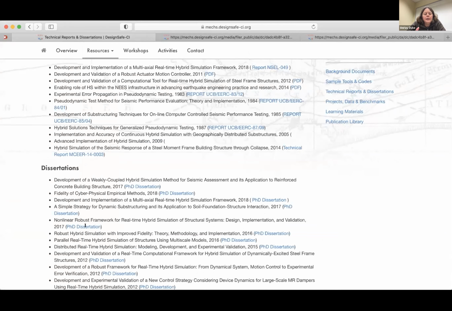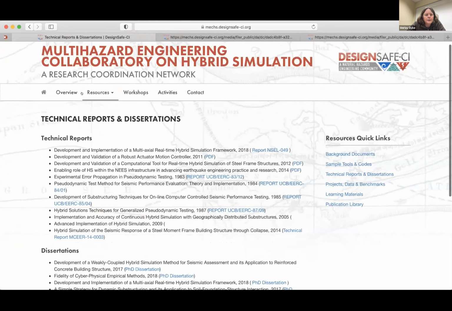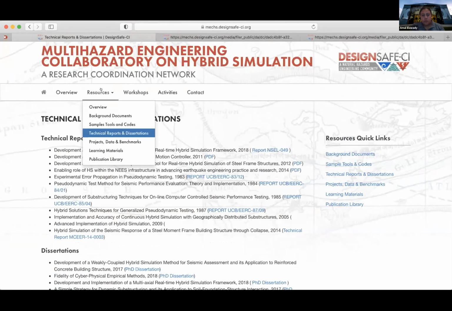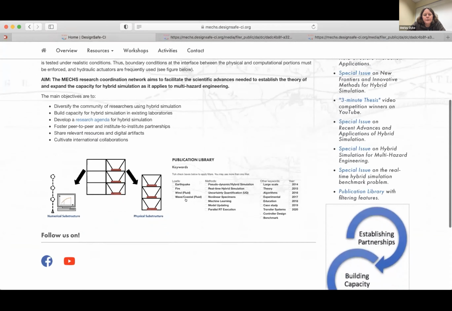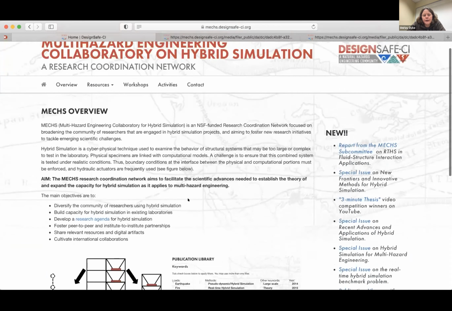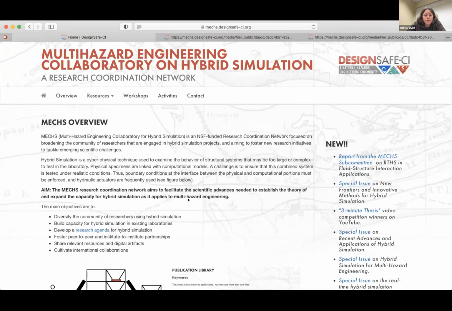So let me mention though the primer is one of the things that is extremely useful. So we developed a primer and dictionary. 2014 is when that was developed. It was before this virtual community was created.